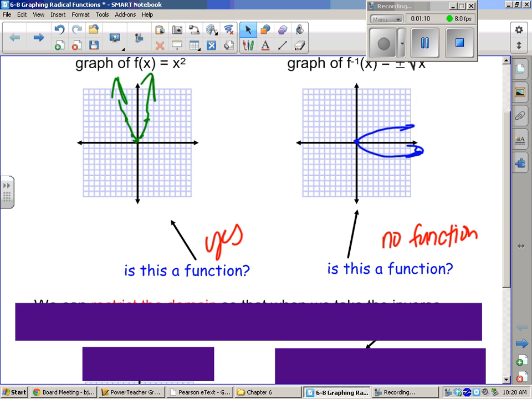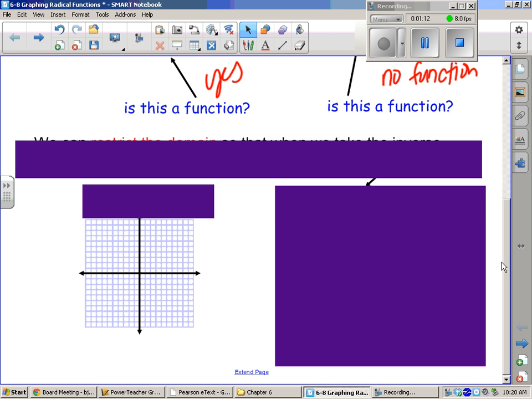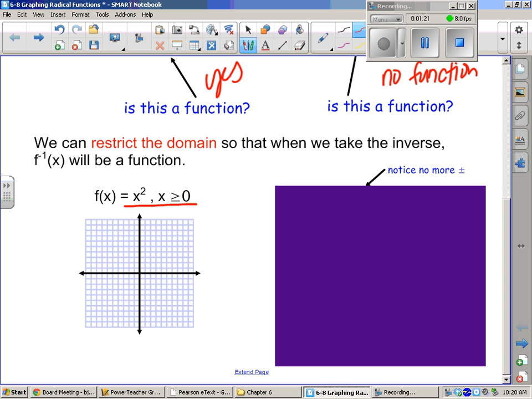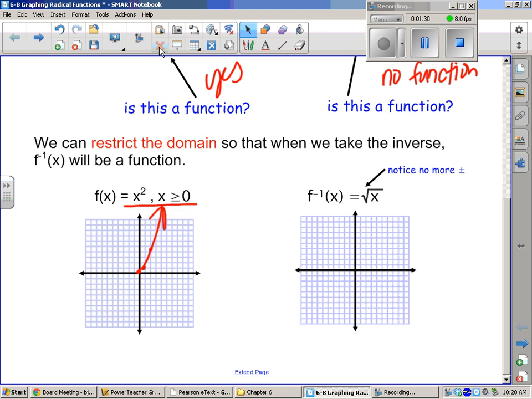Alright, so what we're going to do today is restrict the domain so that when we take the inverse, it will be a function. So we're going to do our parabola, but we're only going to use positive x's. So when you do that, it just makes half a parabola. And that means when we flip it, there's no more plus or minus, and it's half of a sideways parabola.